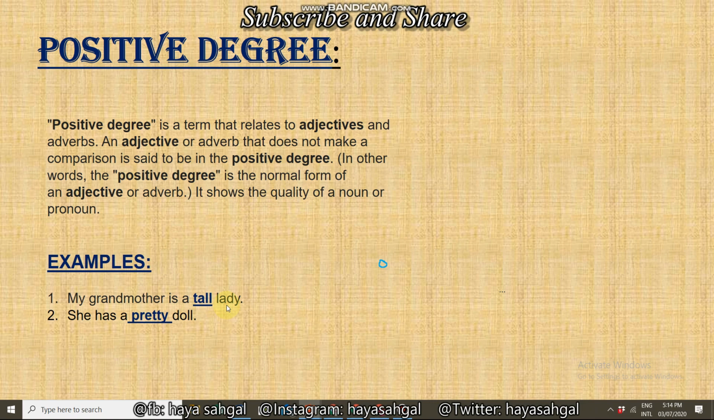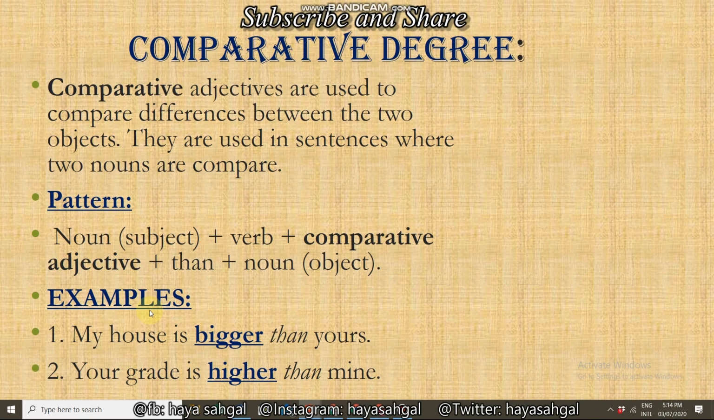For example, my grandmother is a tall lady. She has a pretty doll. Here it is defining the quality of a lady, that she is tall, and defining the quality of a doll, that it is pretty. There is no comparison between the nouns. But in comparative degree, there is a comparison between two objects, between two nouns, between two pronouns.